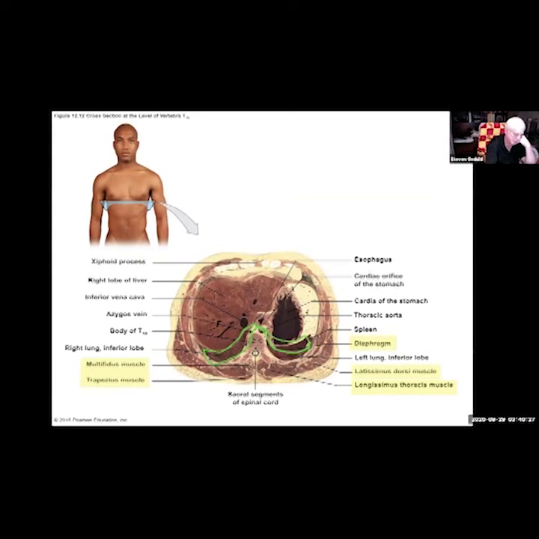Latissimus dorsi muscles, longissimus thoracic muscles. Here's your latissimus dorsi muscles and your longissimus thoracic muscles. Multifidus muscles up by the spinal cord, by the vertebral column, and the trapezius muscle on the external part.